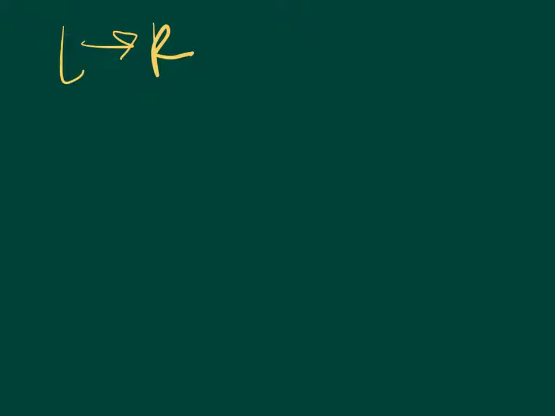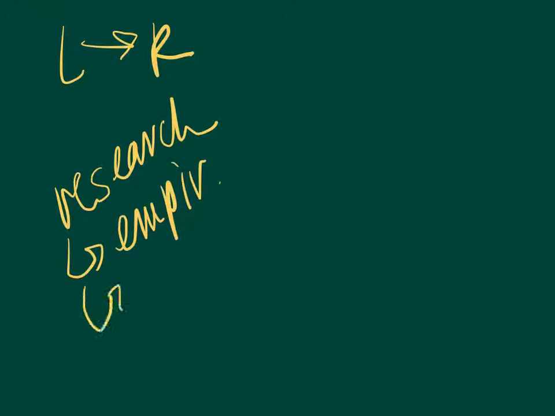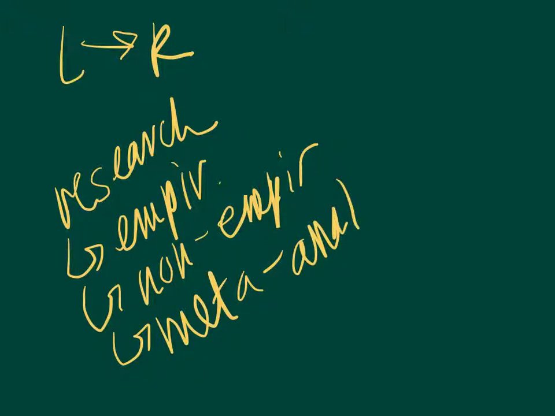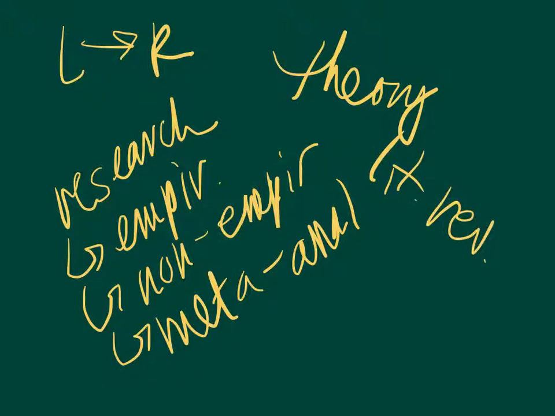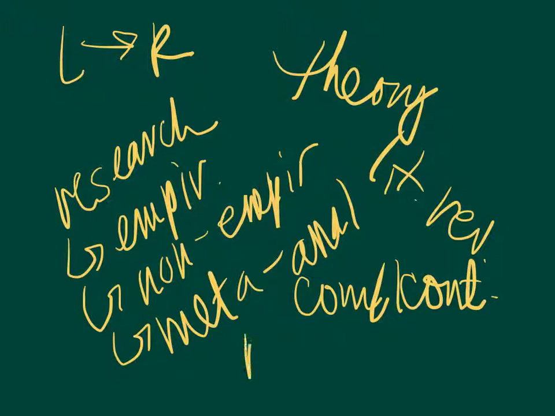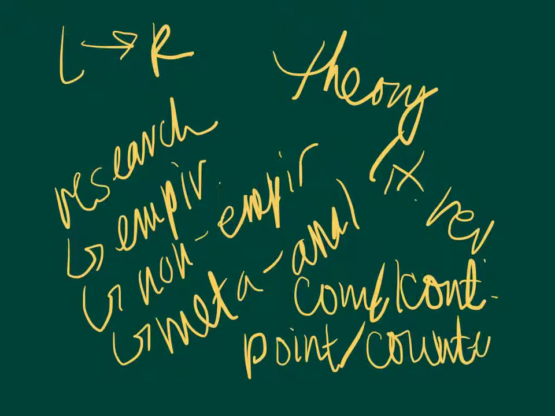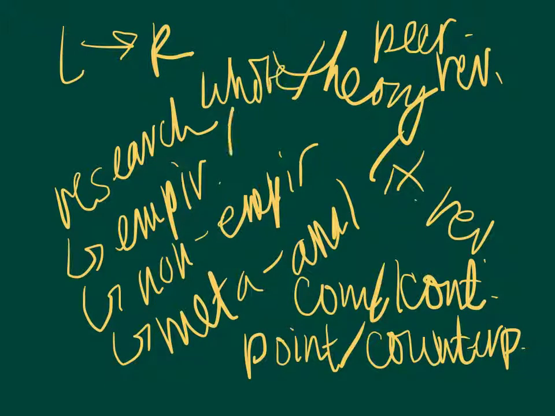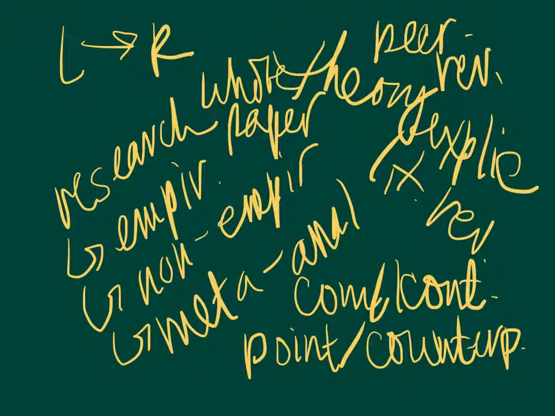For example, in our field of educational leadership, you're expected to learn to read research and even different types of research, like empirical research and non-empirical research and meta-analyses and all different kinds of research. And then in addition to that, you're expected to learn to read theory and literature reviews and different structures of reading, like compare and contrast and point counterpoint. You're expected to read peer-reviewed materials and white papers, exploratory papers and viewpoint papers.